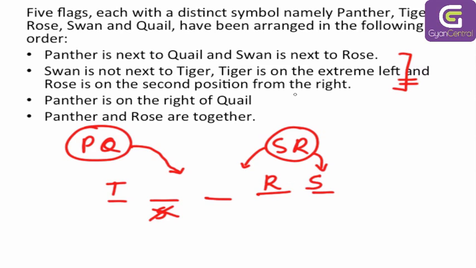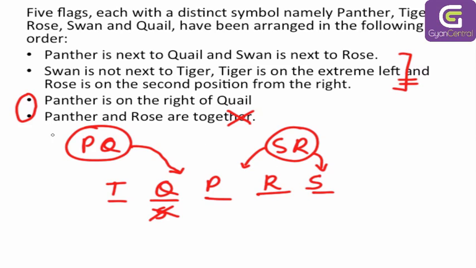Now, sometimes it happens in linear arrangement questions, you are asked which of the given statements is redundant. Till now, no statement has been redundant. But look at these two. Panther is on the right of quail, which means the order is Q, P, and you have your full order, which means the fourth statement is redundant.